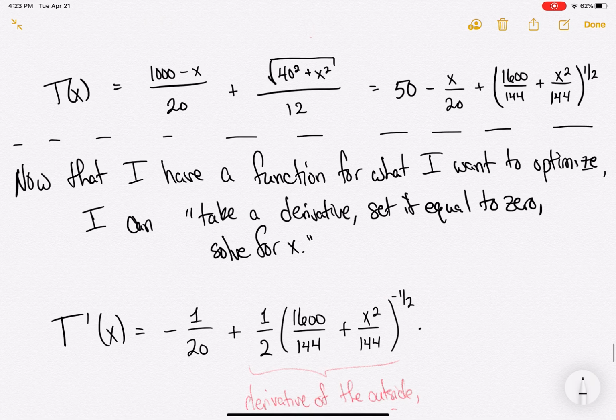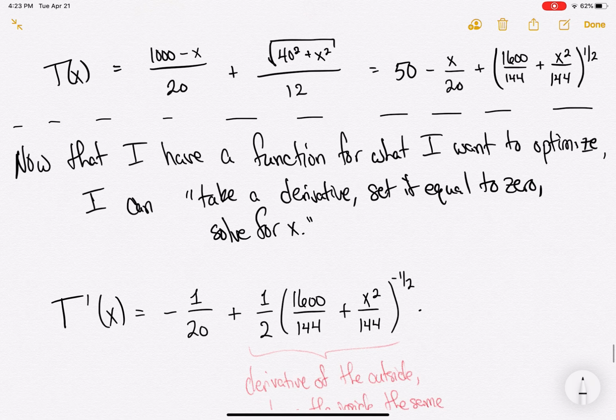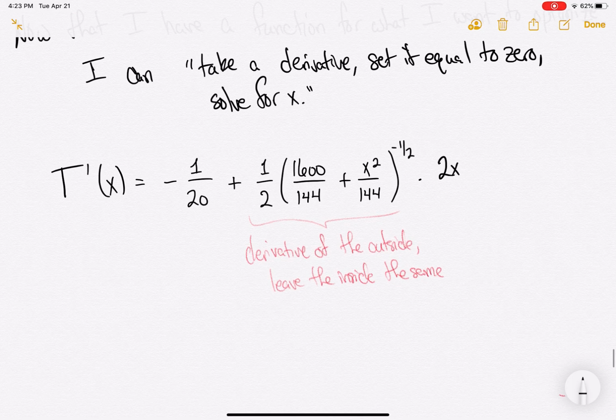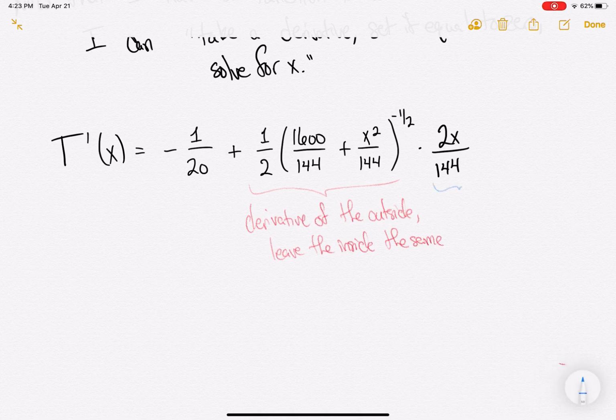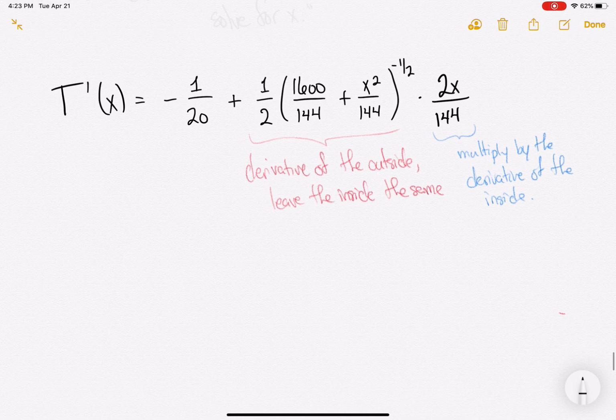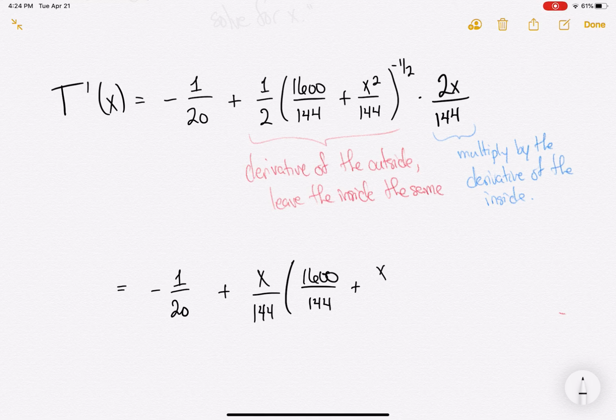What's inside? Well, 1,600 over 144 is just a number, so that goes to 0. And x squared over 144 becomes 2x over 144. There you go. The 2's cancel in the second part. But let's just rewrite this out. So this is negative 1 over 20, and then it's really plus x over 144 times the quantity 1600 over 144 plus x squared over 144 to the negative 1/2 power, equals 0.